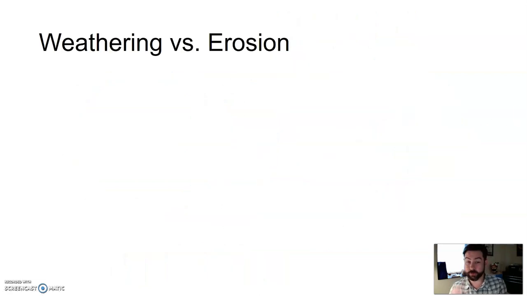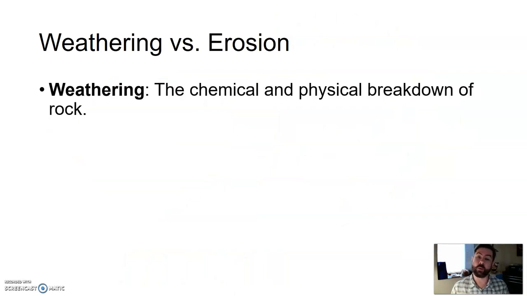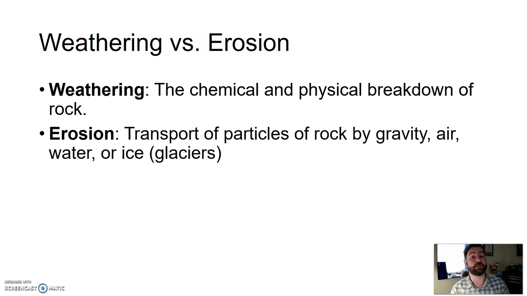Weathering versus erosion: these are two different processes, and I want to make sure you understand these. Weathering, as defined, is the chemical and physical breakdown of rock. So this is taking a rock and breaking it down. Erosion is the transport or movement of particles of rock. It could be gravity pulling material down, air blowing sediment, water in a river flowing downstream, or ice, glaciers as they move, they pick up stuff and move it with them. So erosion is the movement. Weathering is the breaking down, erosion is the movement.